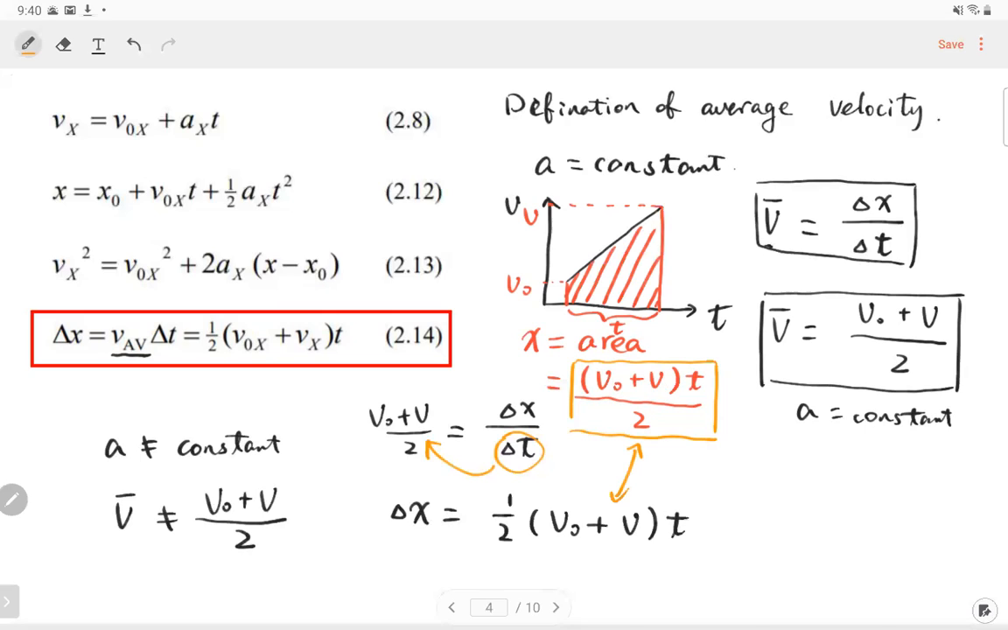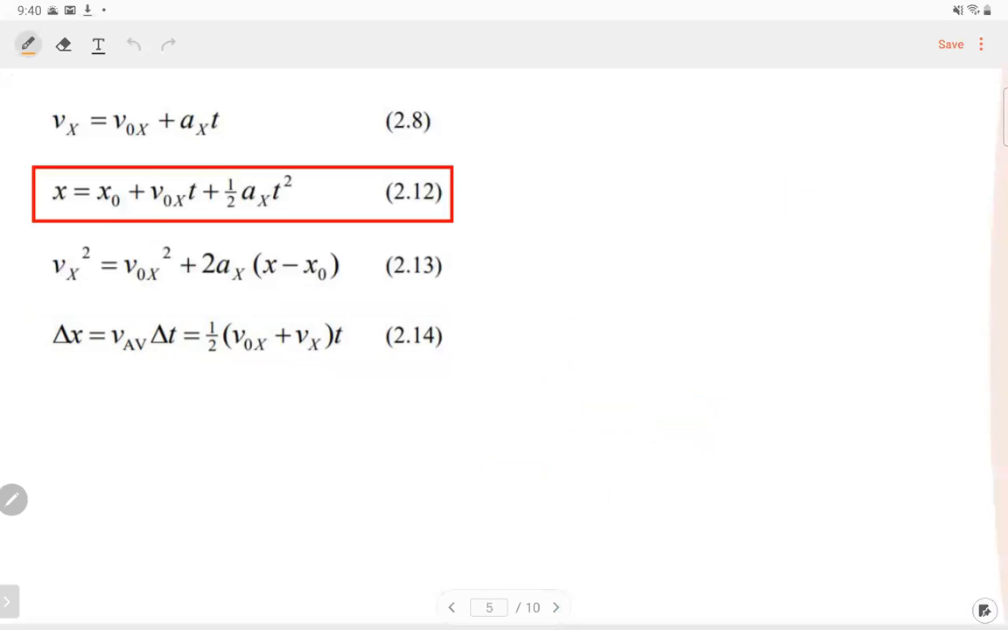Okay, so this is the derivation for the last equation. Then let me go back to the second equation. The second equation is also very important. That means if we don't know the final velocity, but we know the initial velocity, duration, and acceleration, how do we get displacement? The derivation for the second equation is from the first equation and the last equation.